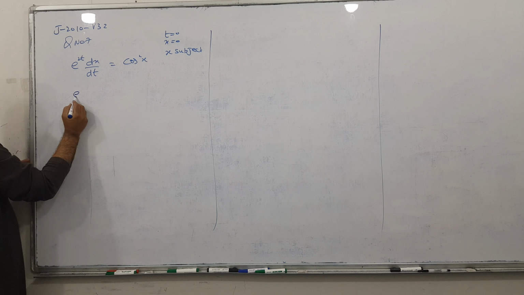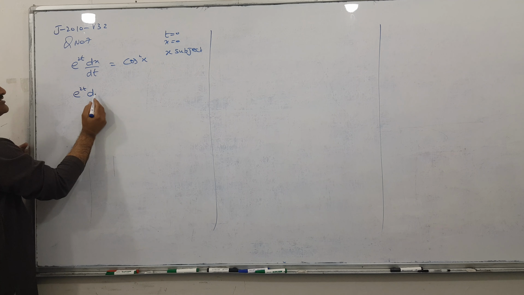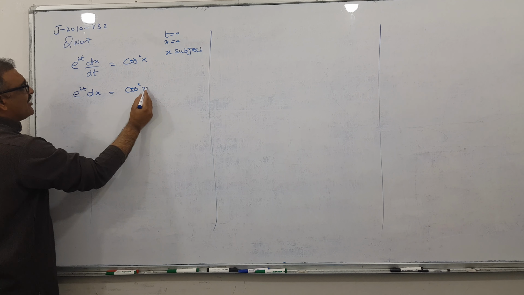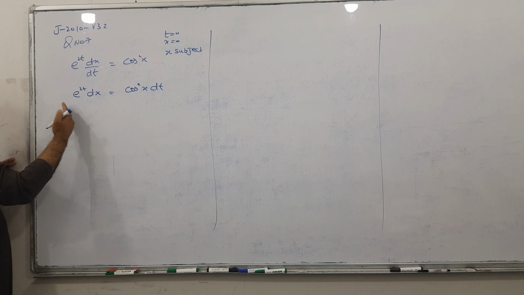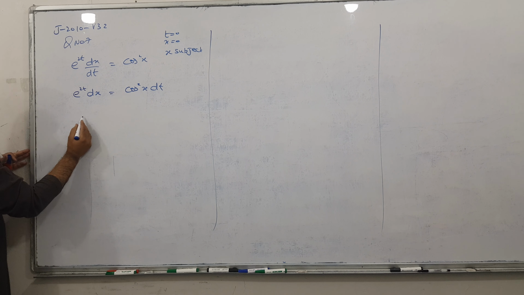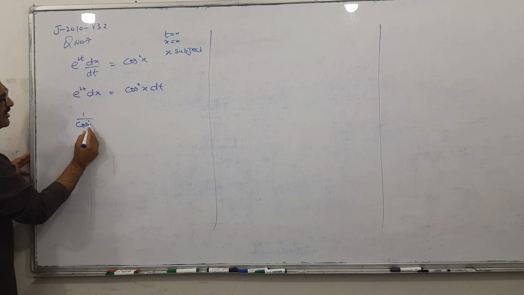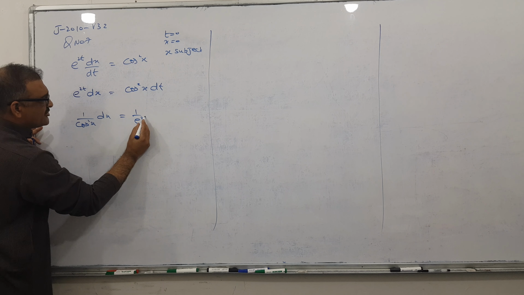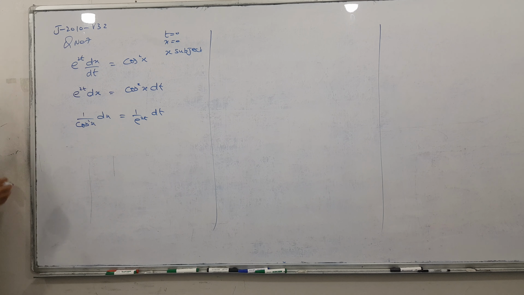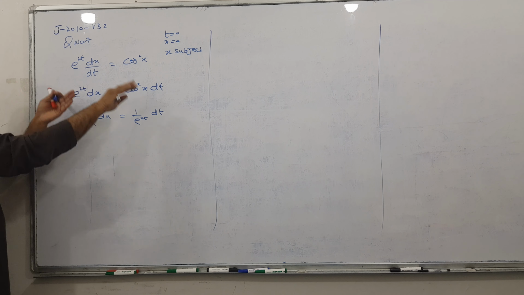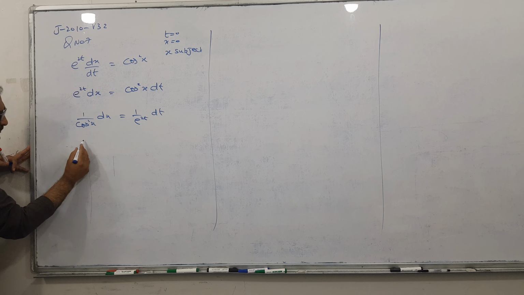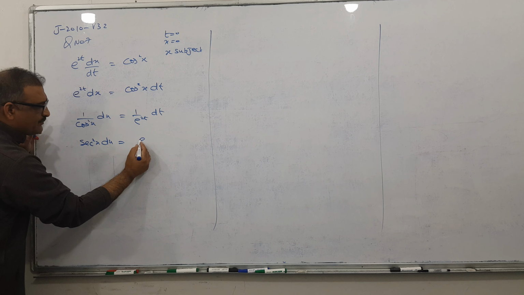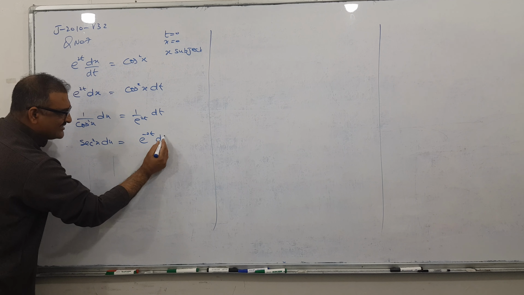dt goes there, e to power 2t, dx. And it goes there, cos square x and dt, but I need x here, so it comes down. So 1 by cos square and dx goes down, so 1 over e^2t dt, correct. But I don't need it down, I will take both up. It becomes secant square x dx, and it goes up e to power minus 2t dt.